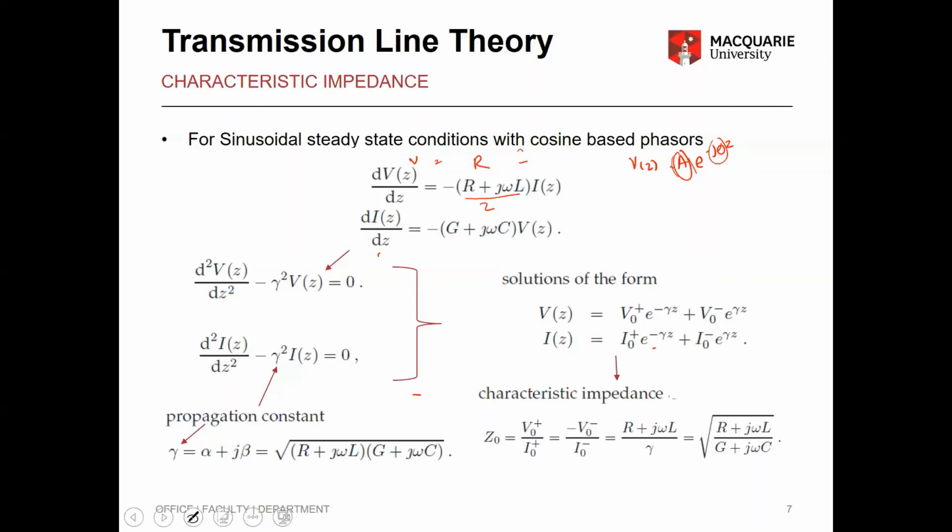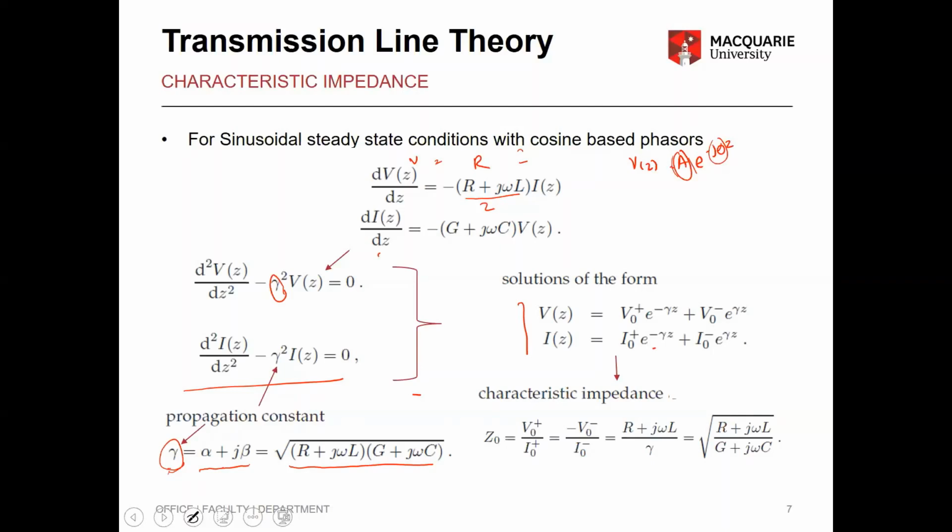This gamma is called the propagation constant, and gamma will be actually this term. To make it simpler, we reduce this term to alpha plus j beta, and we call this the propagation constant. You'll understand why it is called the propagation constant as we go on. But this is a differential equation, and solutions to this will be in the form of V(z), I(z).